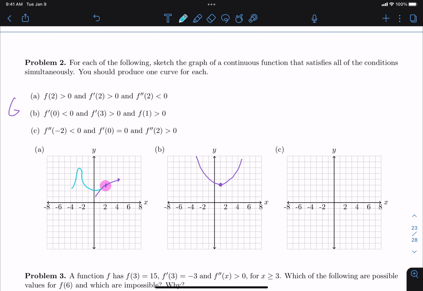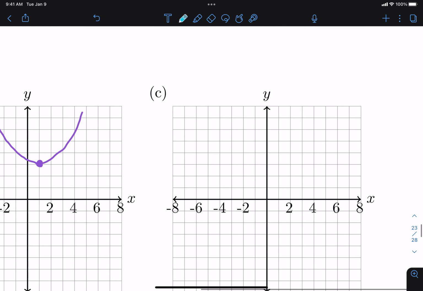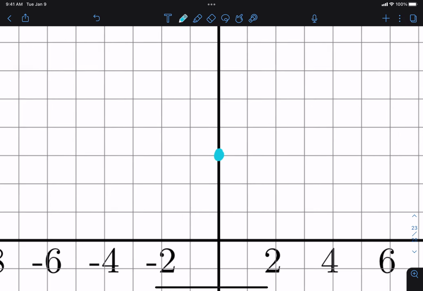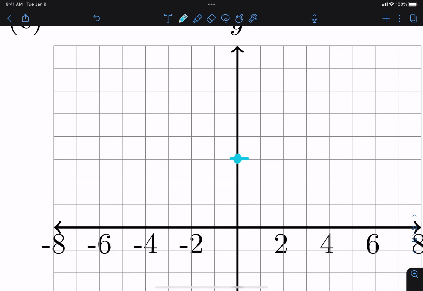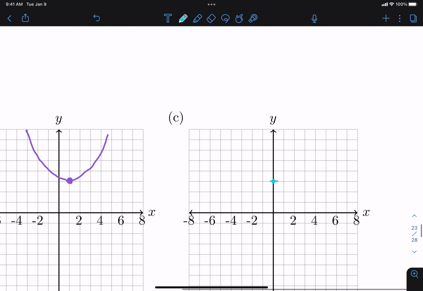Did we think the last one was the hardest? Yeah, I think the last one was the hardest. So what do they say? They want us to be concave down at -2, concave up at 2, and the tangent line needs to be horizontal at 0. But otherwise, they don't tell us anything about the height of the function, do they? So I'm just going to pick a random height for 0, maybe here. And I know that the tangent line needs to be sort of flat at this point.